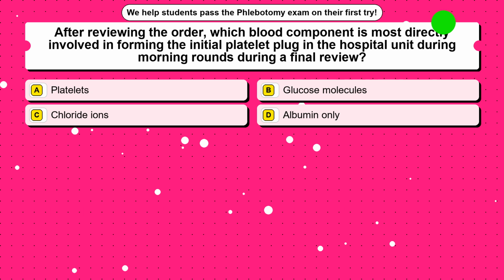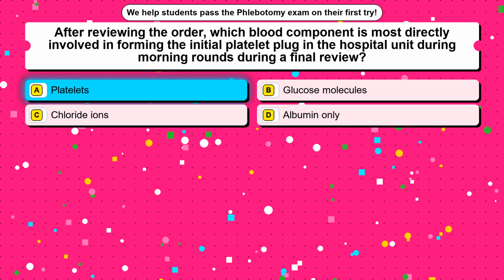Question 77. After reviewing the order, which blood component is most directly involved in forming the initial platelet plug in the hospital unit during morning rounds during a final review? Option A, platelets. Option B, glucose molecules. Option C, chloride ions. Option D, albumin only.